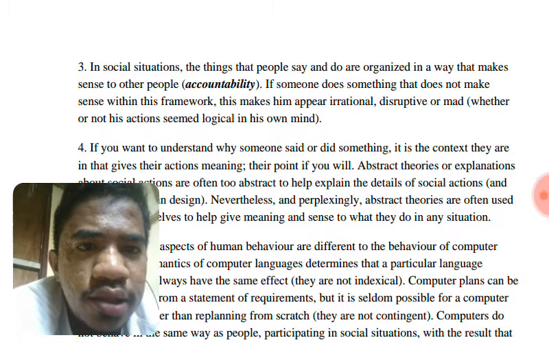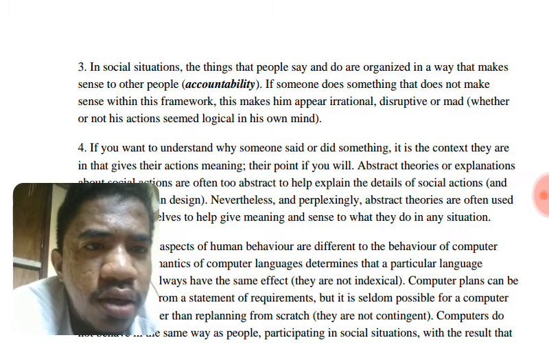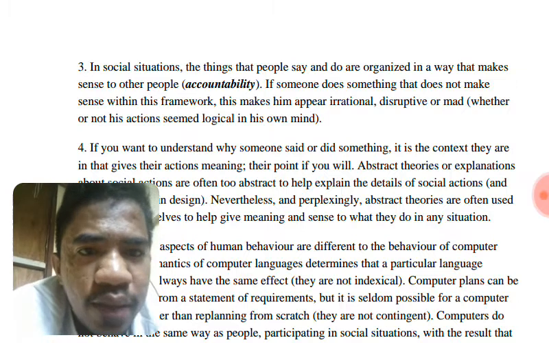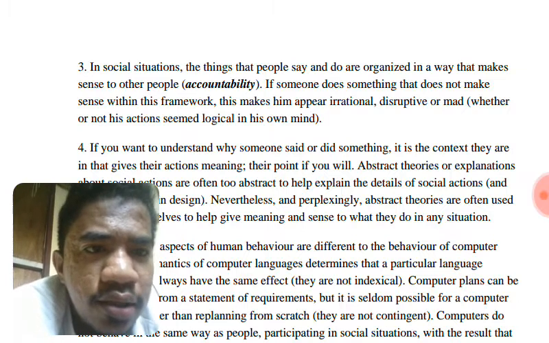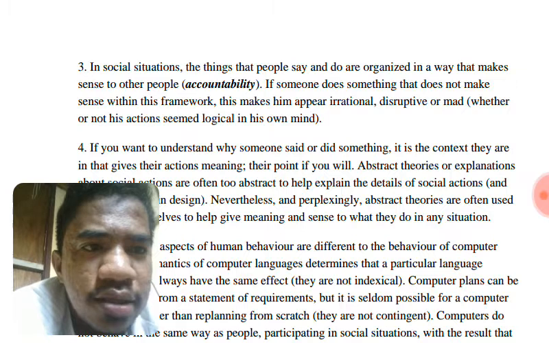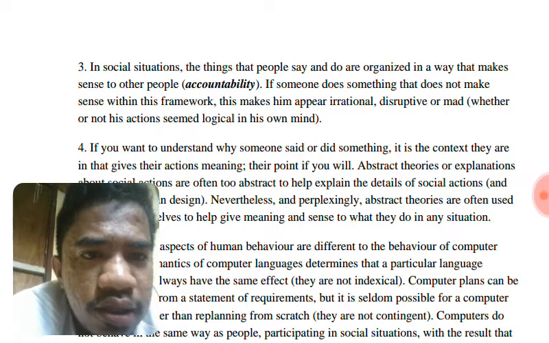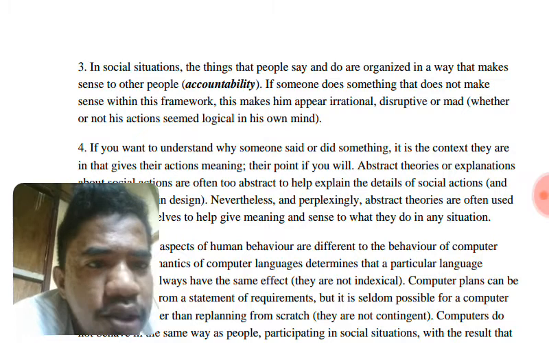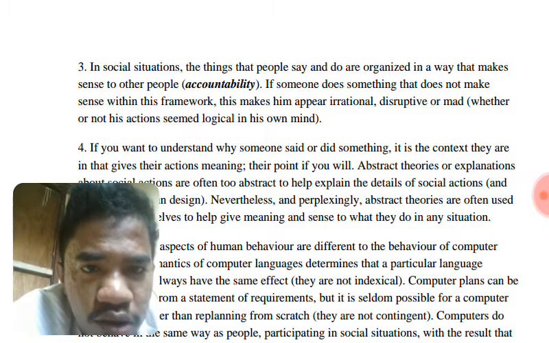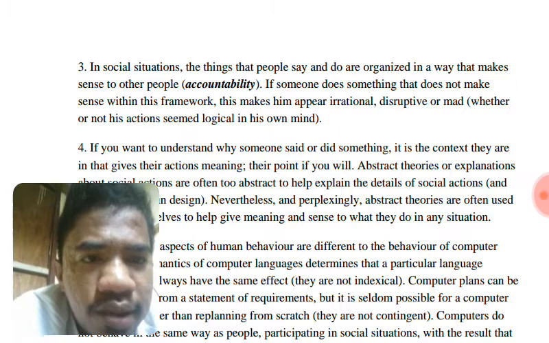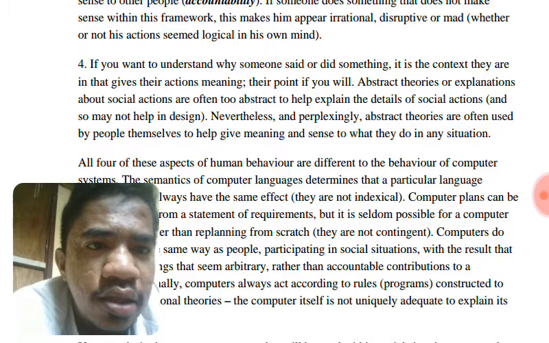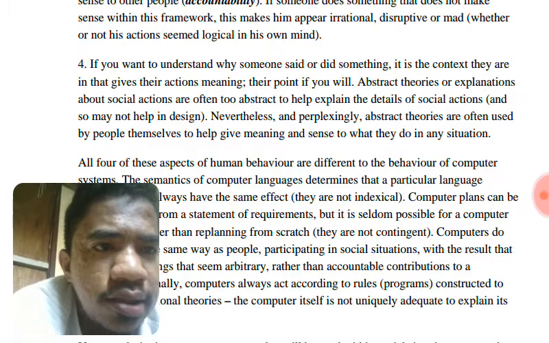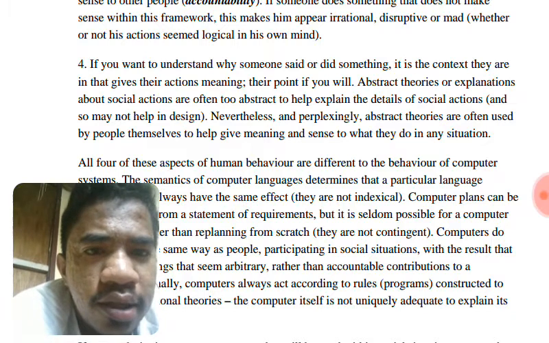3. In social situations, the things that people say and do are organized in a way that makes sense to other people. Accountability. If someone does something that does not make sense within this framework, this makes him appear irrational, disruptive, or mad, whether or not his actions seem logical in his own mind. If you want to understand why someone said or did something, it is the context they are in that gives their action a meaning. Their point, if you will.